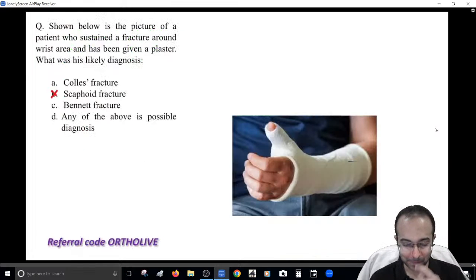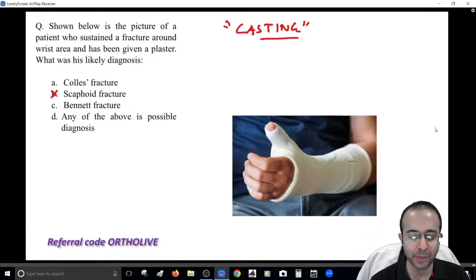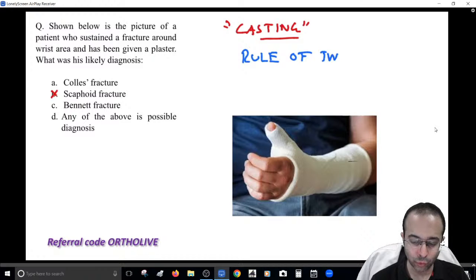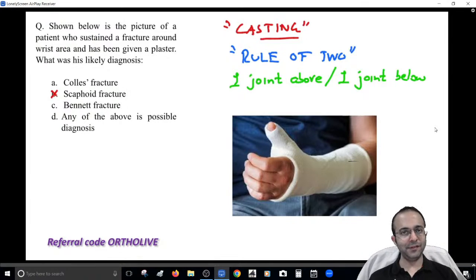So please, I'll just let you know the rule behind casting, putting up plasters. We call it the rule of 2. So what's the rule of 2? You have to go one joint above the level of fracture, and you have to immobilize one joint below the level of fracture. Got my message?